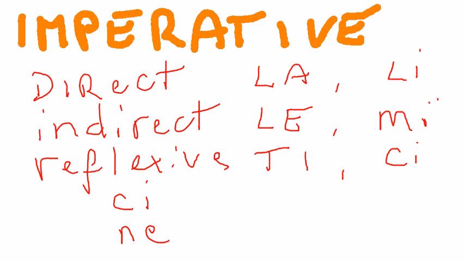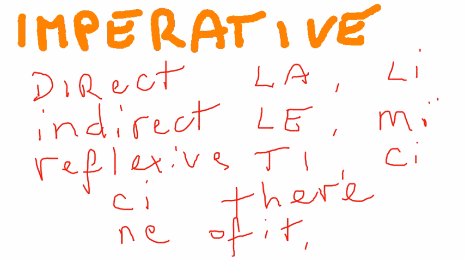And then the ci, we all know that replaces a location. So ci would mean there. And then ne, we all know that means of it, of them, and about it. What about them? Okay, with this in mind, let's start.